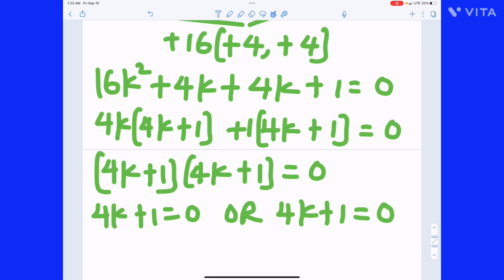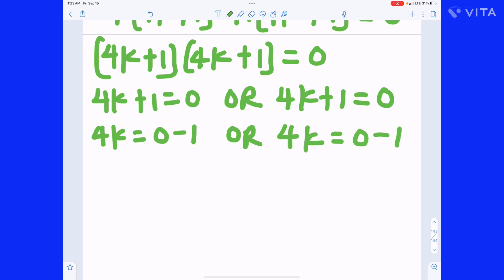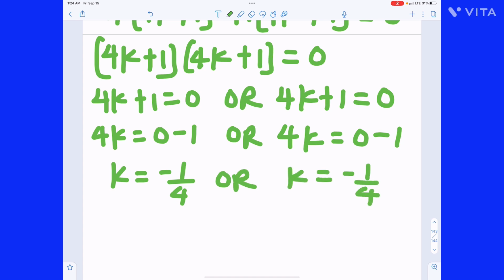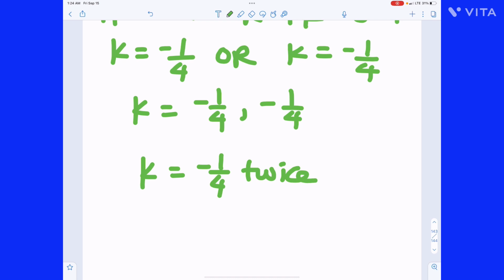That's what? 4k is 0 minus 1. So k is equal to minus 1 over 4, or k is minus 1 over 4. So k is minus 1 over 4, comma, minus 1 over 4. That gives you what? K is minus 1 over 4 twice. We can leave our answer in any of these forms.